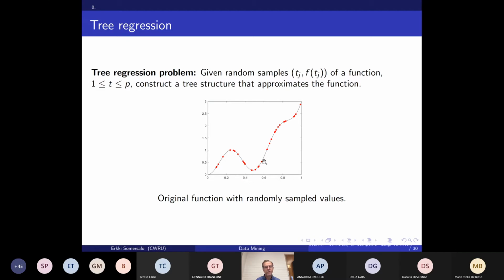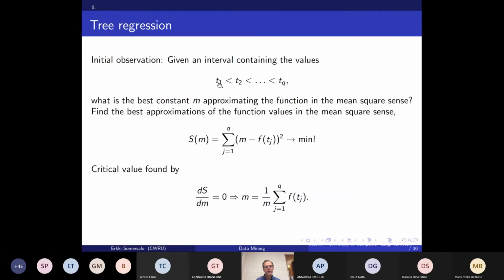So you have some points in that interval, and let's call t1 to tq the points where you know the function. Now I'm asking, what is the best constant m that approximates the function in the mean square sense in that interval? Well, by definition of the mean squares, you try to find the constant m so that this mean square error S(m), which is defined here, is minimized.